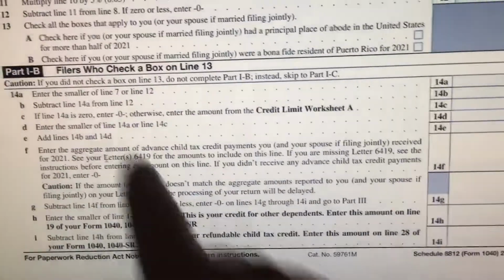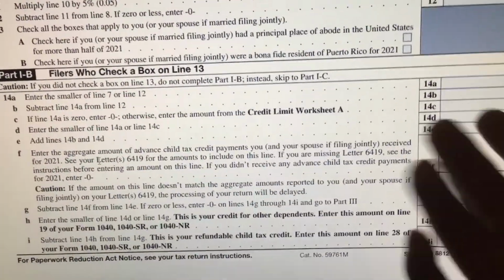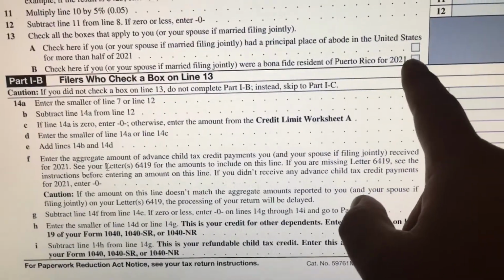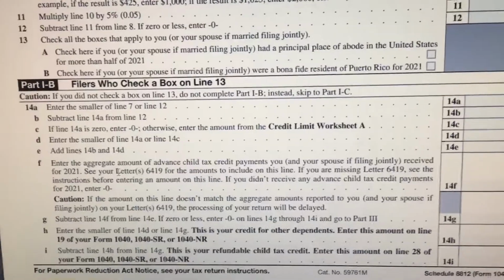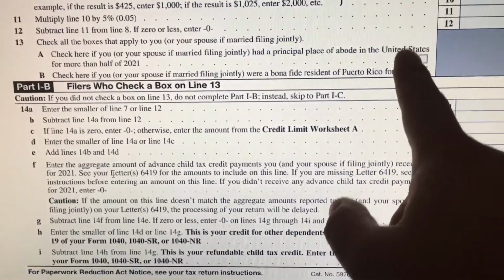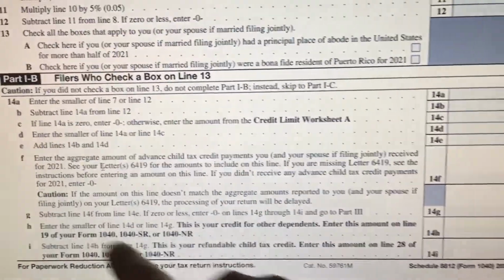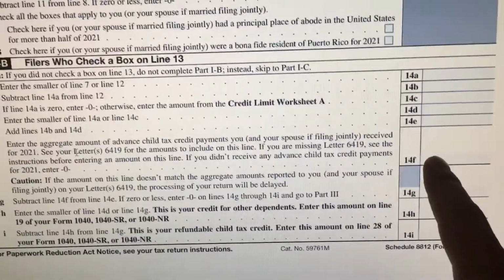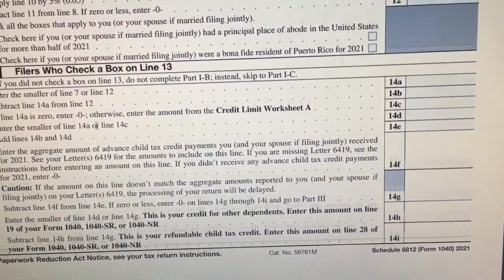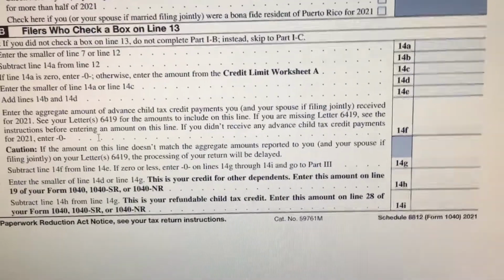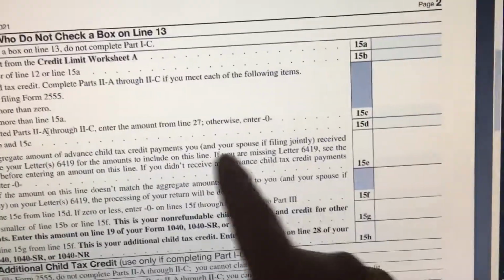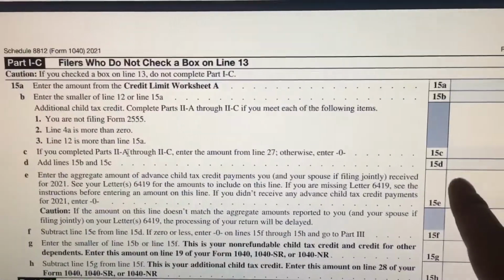Part 1B is for people who lived in America. You'll get to this part where it's 13A or B. If you check mark either A or B, it means that you were living in the United States, either in the United States or Puerto Rico. It means you'll file part 1B, and so you'd put your aggregate amount in 14F. But if you didn't live in any United States state for over 50%, then you would enter it over here under 15E. So that's where you put it under form 8812.